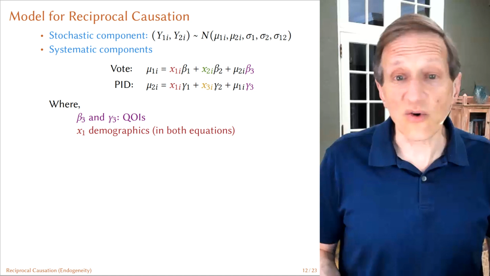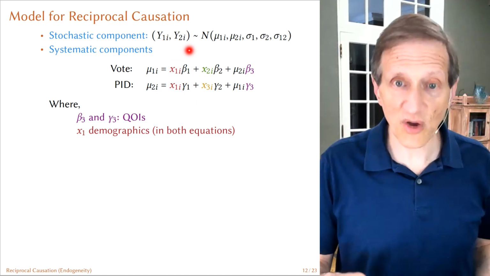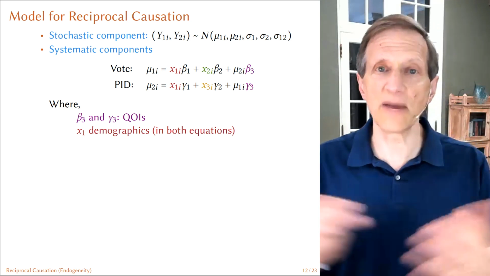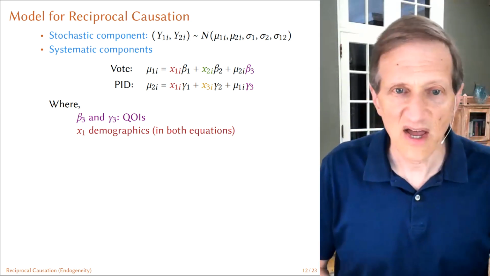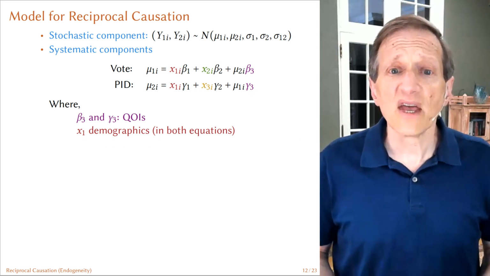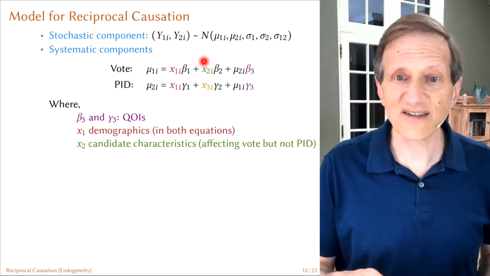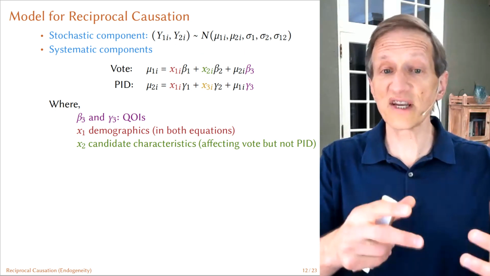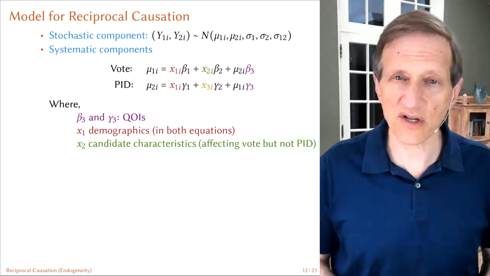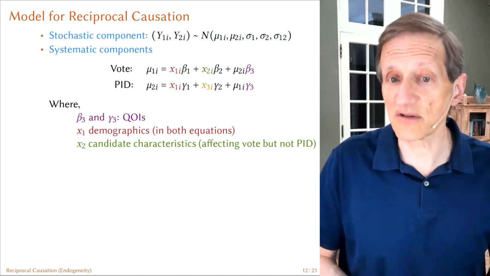Okay, so let's make this a little more realistic. First of all, we're going to have some variables in both equations. Let's imagine those are demographics, right? Demographic, age, sex, gender, etc. And then we're going to have some variables that are in the first equation, but not the second equation. So what would predict the vote, but not more stable partisan identifications? Well, perhaps characteristics of the candidates in this election, right?